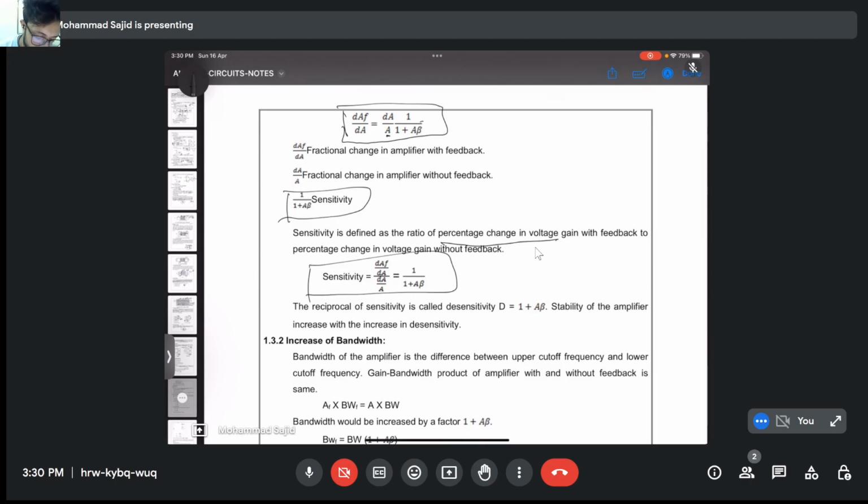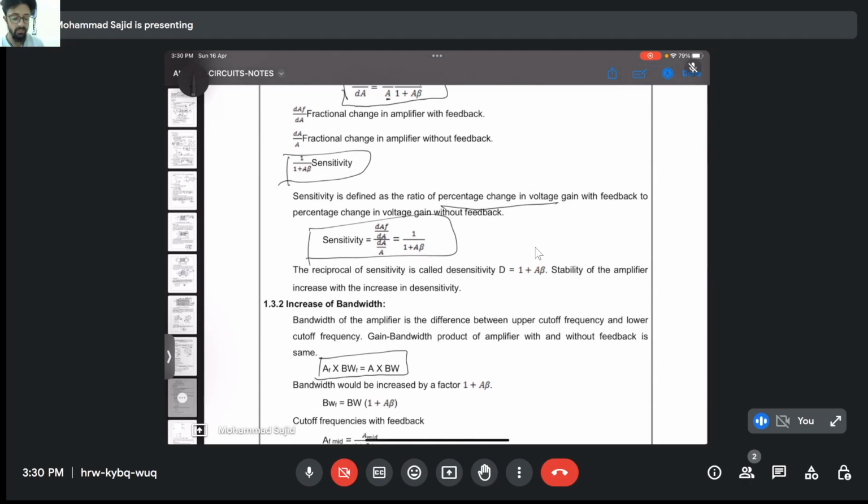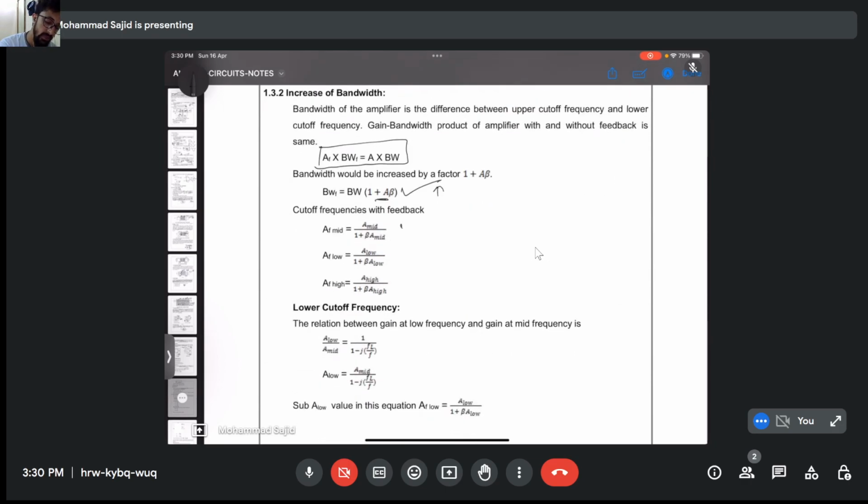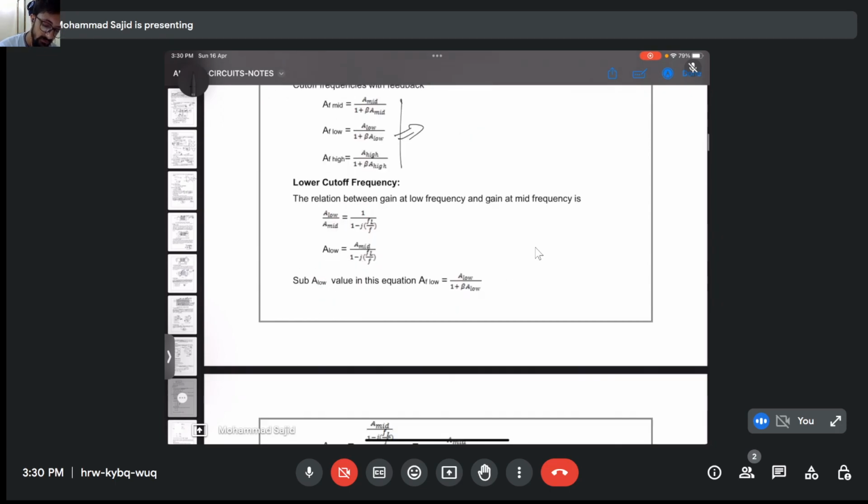And again, we know gain into bandwidth remains constant. So if you increase the gain, you decrease the bandwidth. Now the gain is reduced by 1 by 1 plus AB, therefore your bandwidth will increase by 1 plus AB. Similarly, these are given as the gains at mid frequency, low frequency, and high frequency.